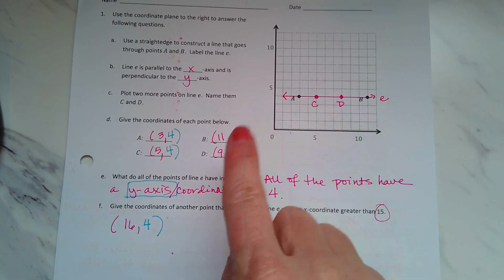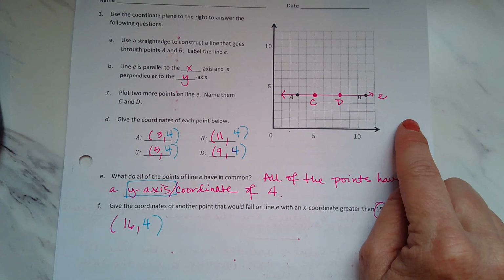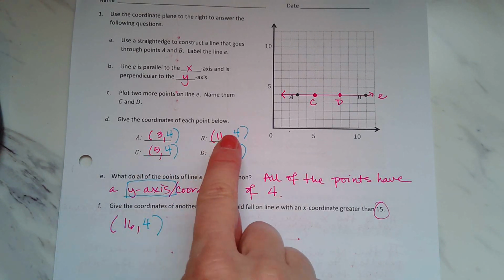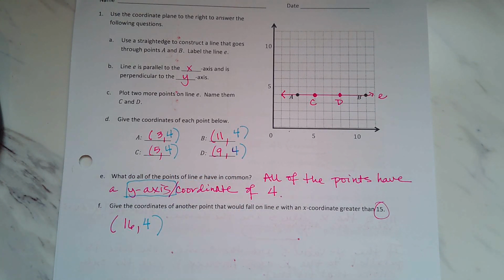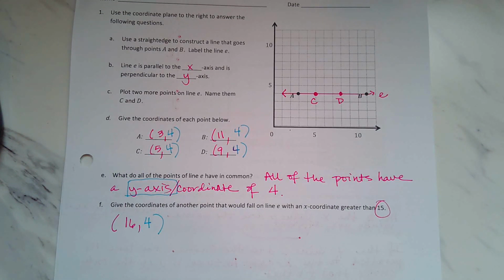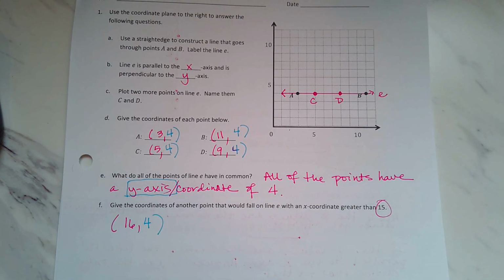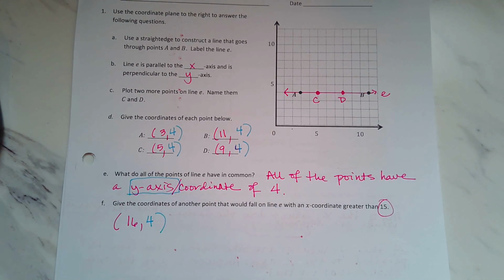E is on the x-axis, is parallel to the x-axis and perpendicular to the y-axis. I plotted more points. I gave the coordinates of my points. What do all the points of line E have in common? All of the points have a y-coordinate of 4. Give the coordinates of another point that would fall on E with the x-coordinate greater than 15. Well, just go 16.